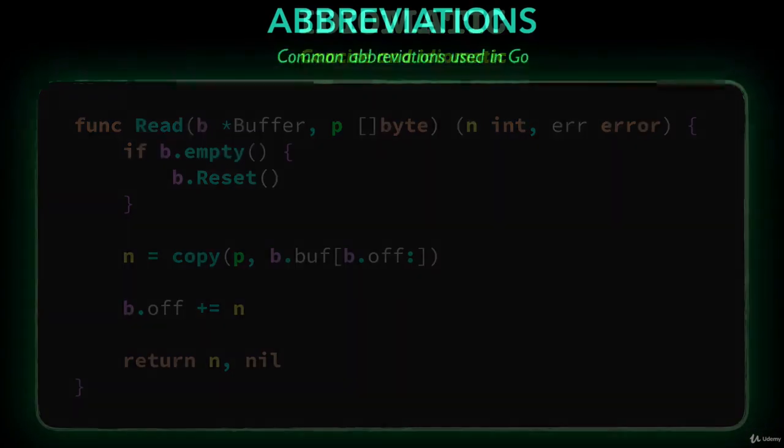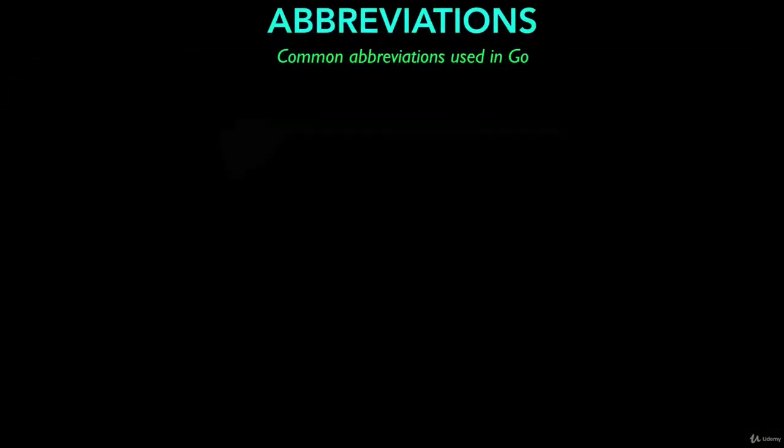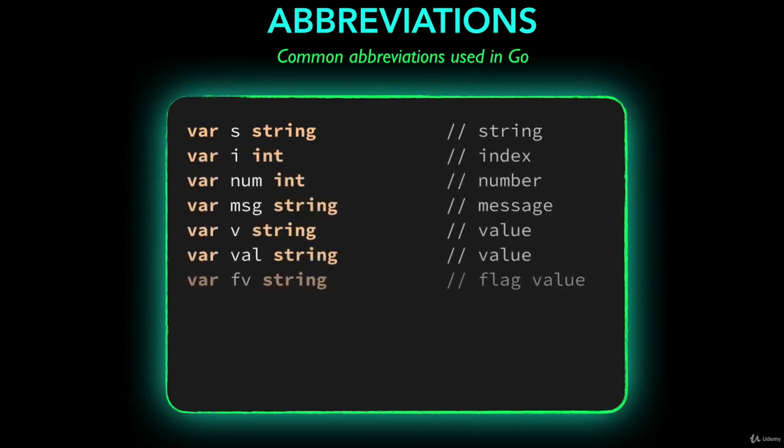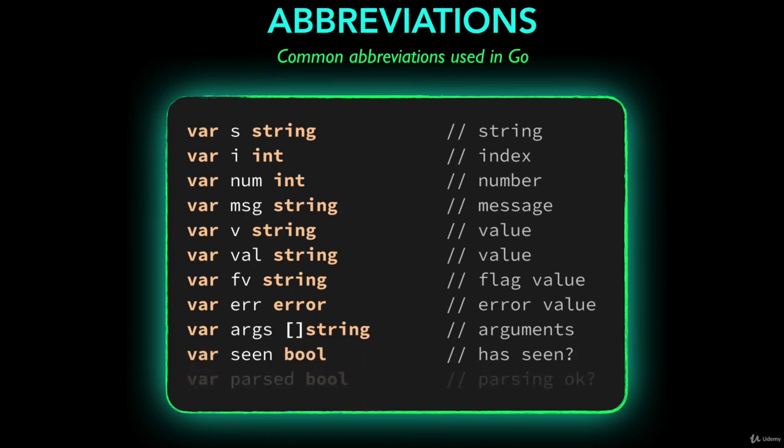Let's take a look at some example common abbreviations. You don't have to memorize this, of course. You'll get used to it in time. There's no rush. These names are used in Go, especially in the Go standard library. Just pause the video now and take a look at them. Try to find some patterns.